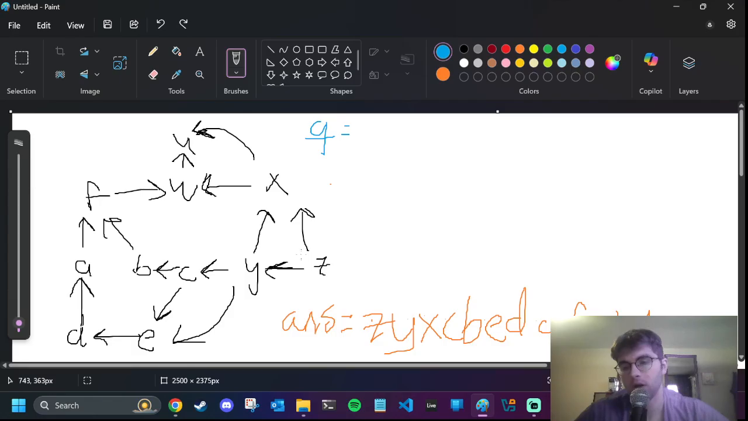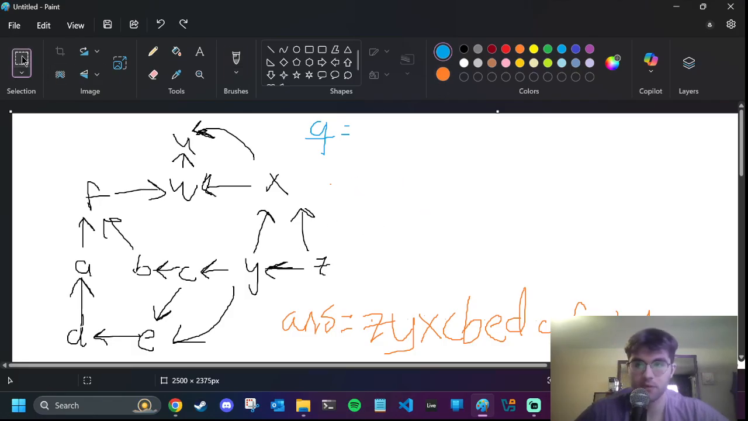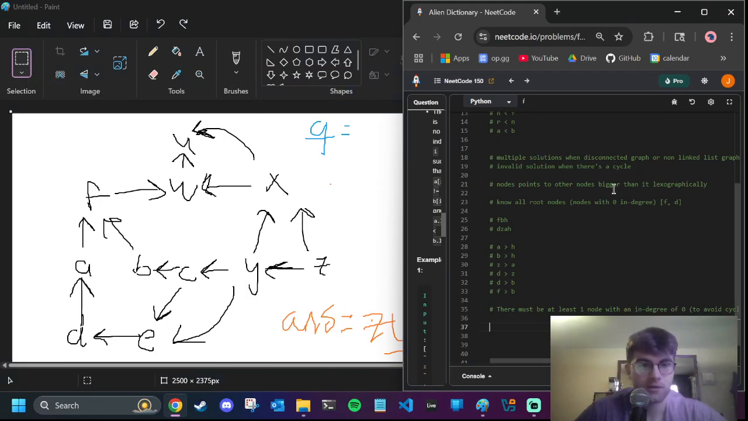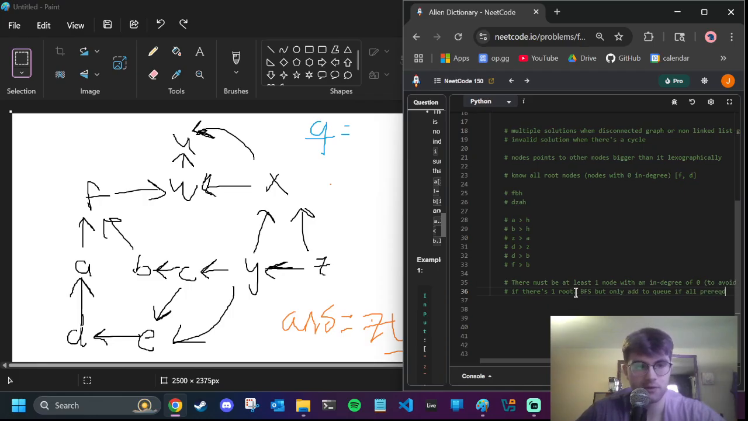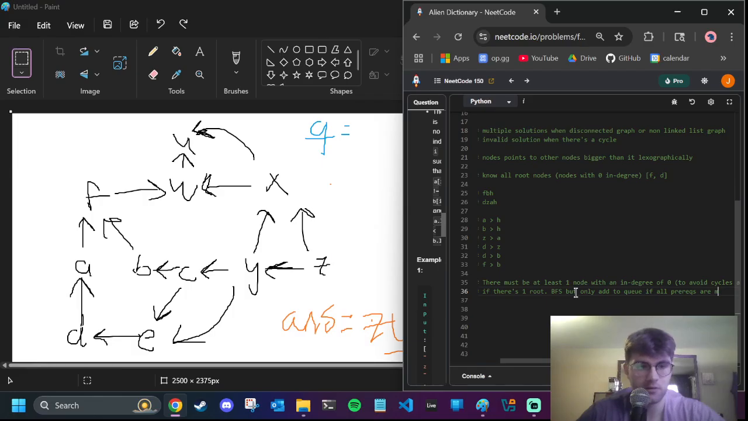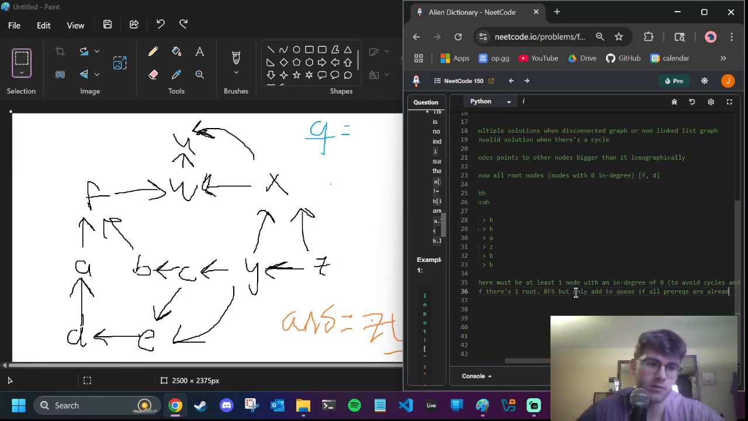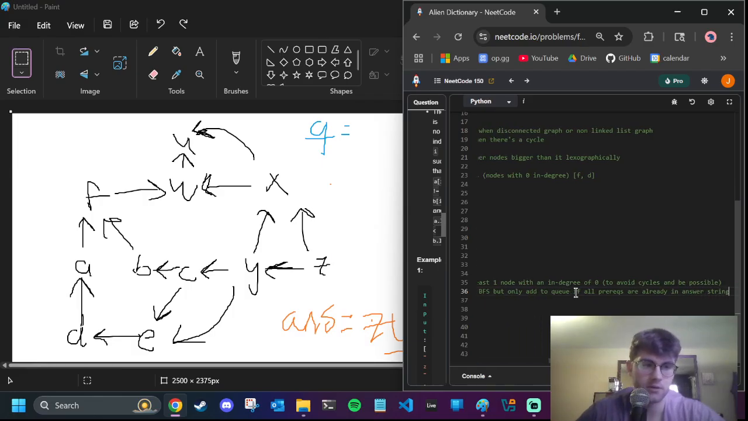So this works when there's 1 root. So basically what you do is just breadth first search and only add things to the queue if all of their requirements are met. So I'm going to write that down. If there's one root, I'll call it BFS, but only add to queue if all prereqs are met. I guess all are already in answer string.